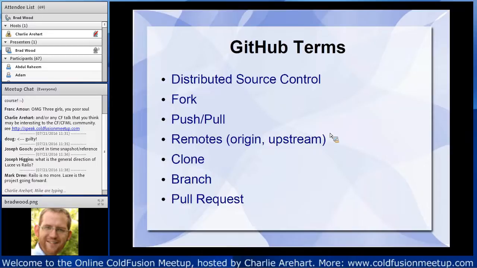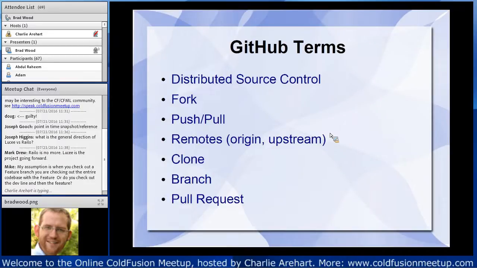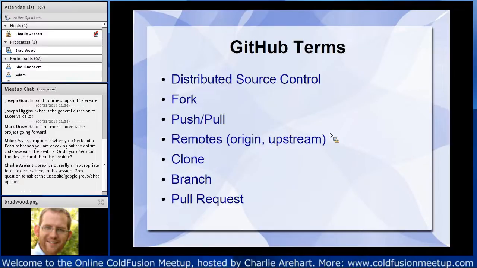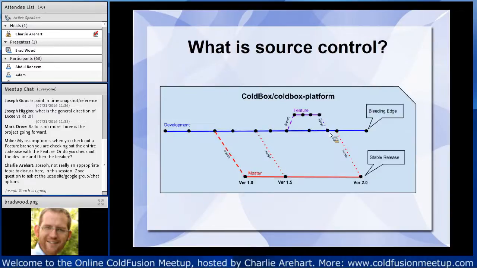So let's talk about a couple GitHub terms. If you've used some other source control programs, I see a question on feature branches. Mike, check out a feature branch. You're checking out the entire code base with the feature, or do you check out the dev line and then the feature? I'm not sure if I follow exactly what you're asking, Mike.